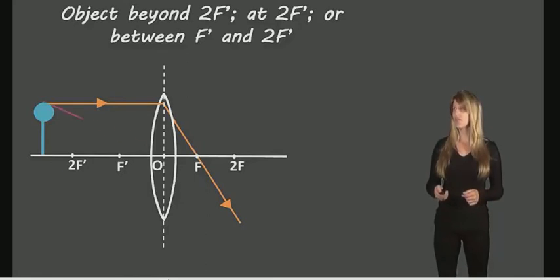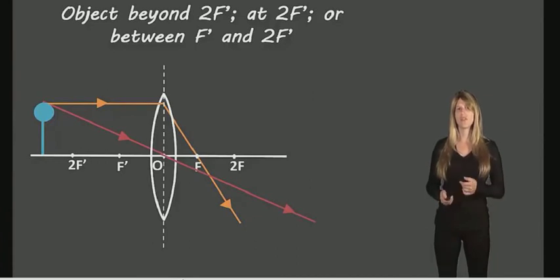Our second rule is that if we have a light ray that's moving through the optical center, it will continue on in the exact same direction. So it won't refract, it'll just move through in a straight line. So those are our two rules that we'll be using for these three situations.